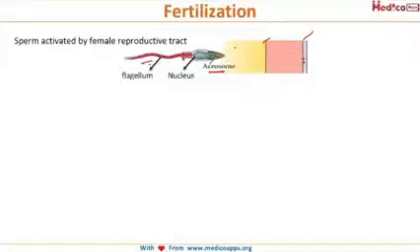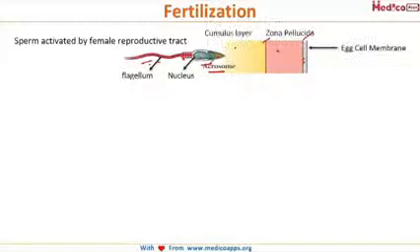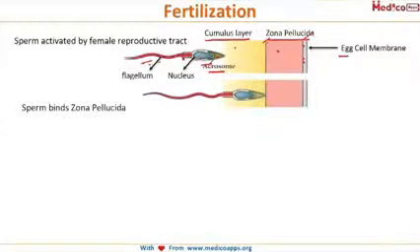And this entire process can be seen beautifully depicted in this diagram. Here we can see a mature sperm with a nucleus, a middle piece and a tail and an acrosomal gap. And this diagram depicts the cell membranes of the oocyte, namely the egg cell membrane or the vitelline membrane, the mucoprotein layer that is the zona pellucida and the outer layer that is cumulus layer or you can say corona radiata.